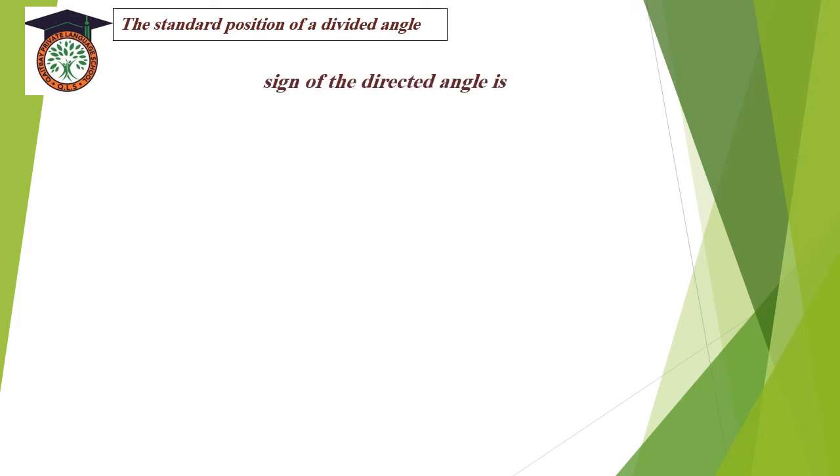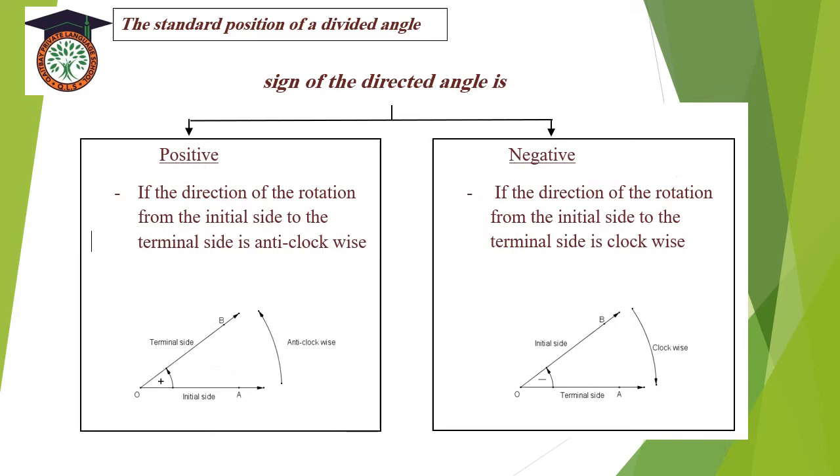The standard position of a directed angle. The sign of a directed angle is positive or negative. Positive if the direction of the rotation from the initial side to the terminal side is anticlockwise. Negative if the direction of the rotation from the initial side to the terminal side is clockwise. Note that directed angle AOB equals the negative of directed angle BOA.